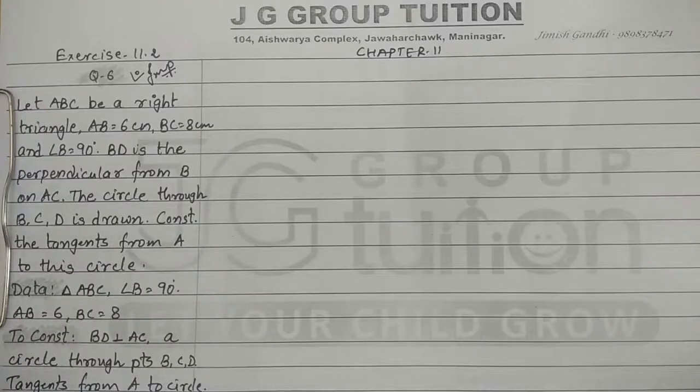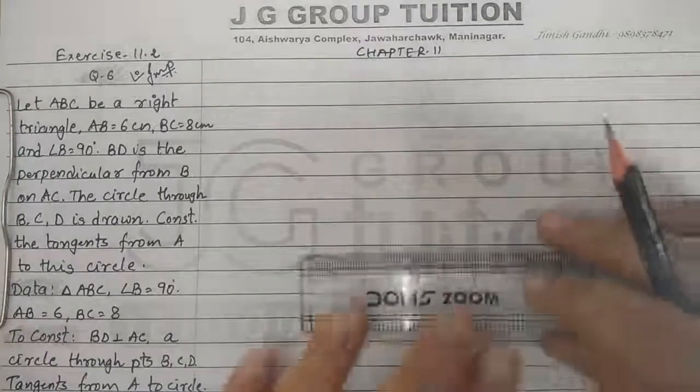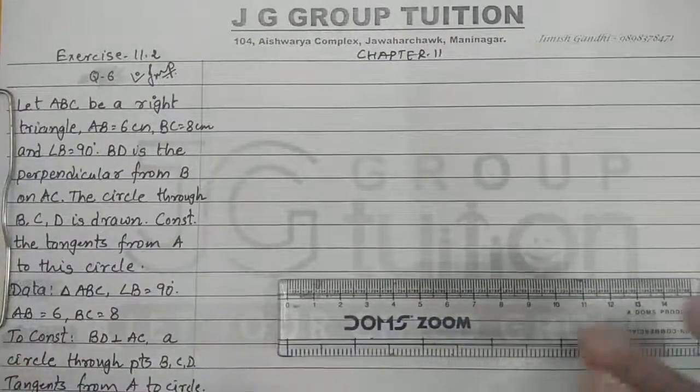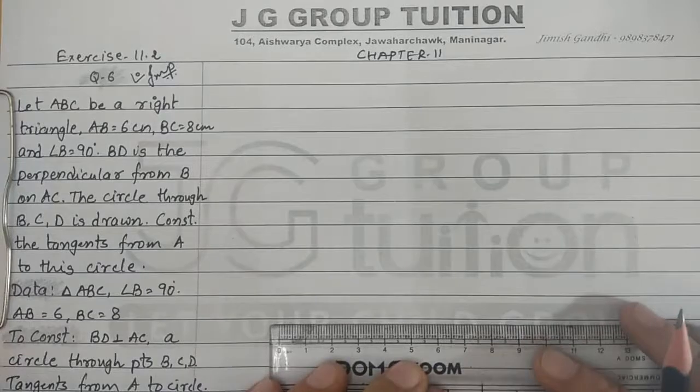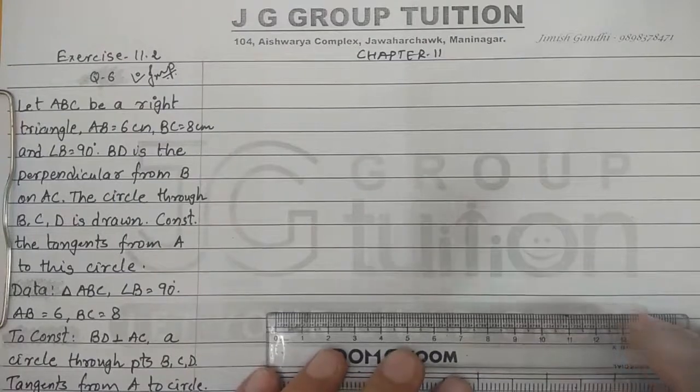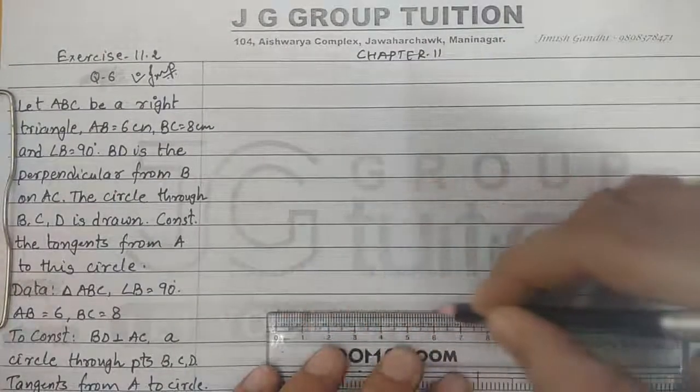Then we have to construct the tangents to the given circle. So students, it is quite lengthy and a little bit complicated. Let's do it step by step. We'll first construct the triangle of the given measures. As the measures AB, BC and AC are given, first of all we construct triangle ABC. So let's start with the base. We'll construct the base of the triangle BC, which is the larger one, that is of 8 centimeter.